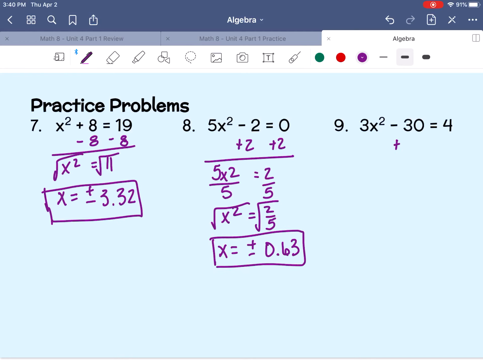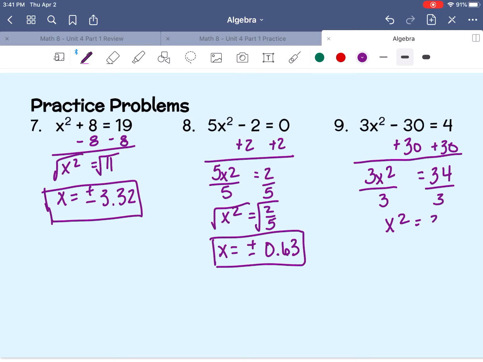Okay, here I'm adding 30 to both sides. And I'm getting the square root. And that comes out to be 3.37.